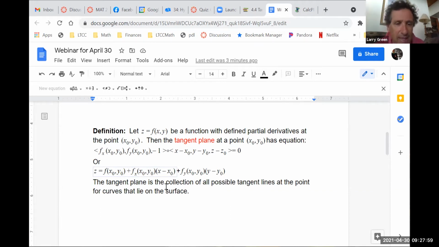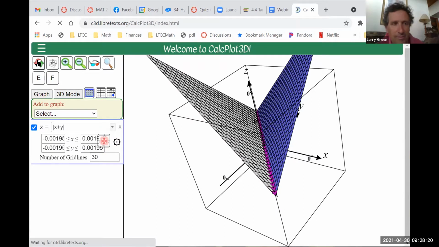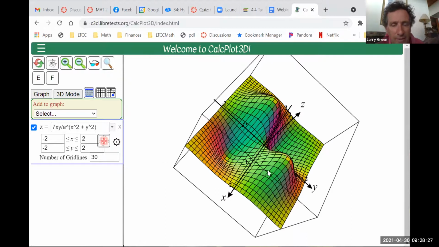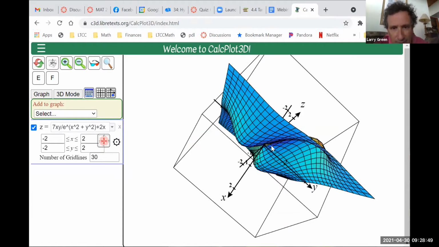Okay, the tangent plane is the collection of all possible tangent lines at the point for curves that lie on the surface. Okay, so that's some geometry about what the tangent plane is. So let's go back over here and let's do the original one because we want something differentiable. Okay, and let me pop in an extra term. I think that'll make it better. No, that didn't work. How about plus 2x? There we go.